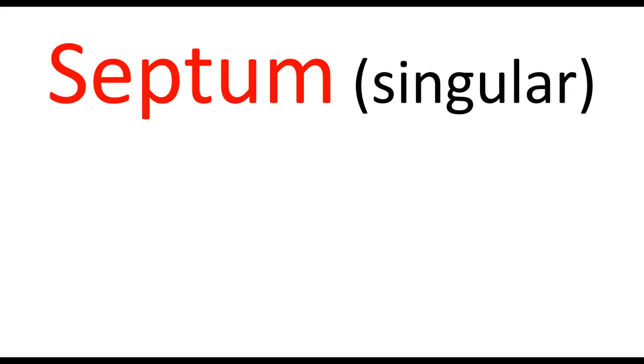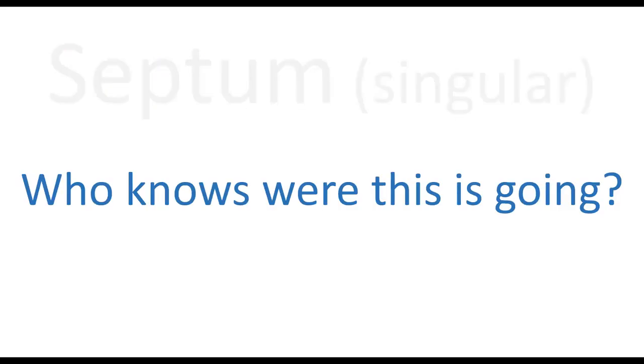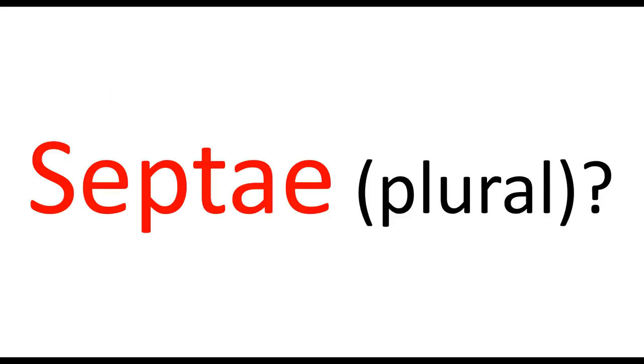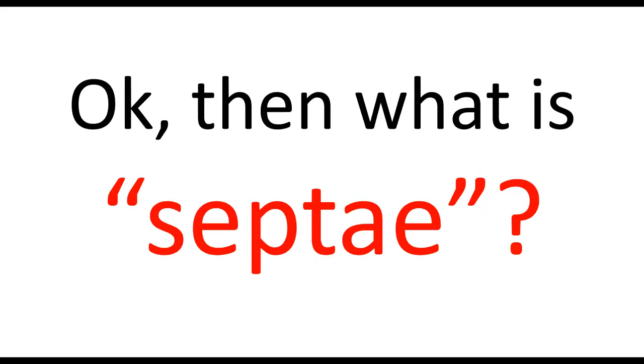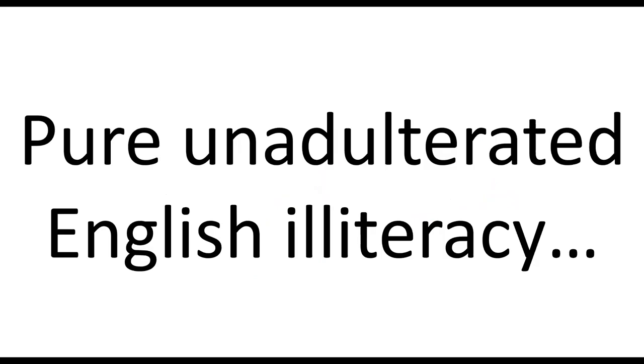Septa, S-E-P-T-A, is the correct plural. And then some people add on an E for plural, but that's incorrect. Yes. Thank you, Dr. Gilbert, right on the money. Look, if you did not know this, why would you deliberately make yourself look ignorant in public? Septae? No, seriously? It does not exist. And you see it all the time. It's ignorant. Septa is the plural. Septum, septa, right? So what is septae, any way you want to say it? It is pure unadulterated English illiteracy.